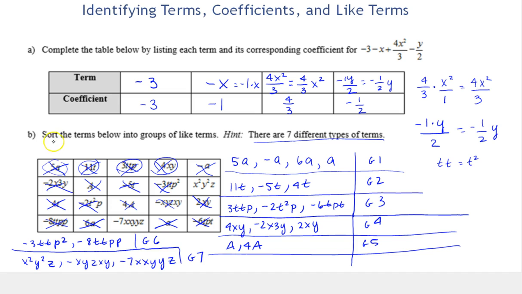So we have sorted the terms below into groups of like terms. Honestly, they're usually not as complex as this, but it's good to do ones that are a little bit harder, so when we're dealing with variables like this, it'll be a piece of cake.